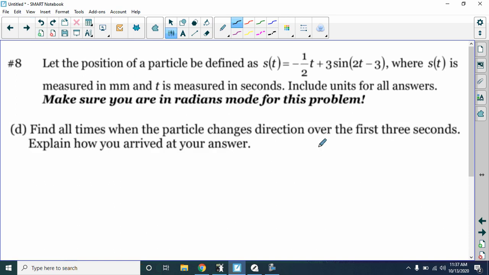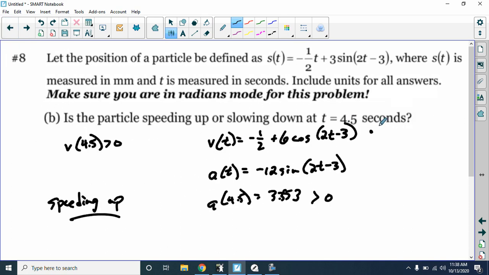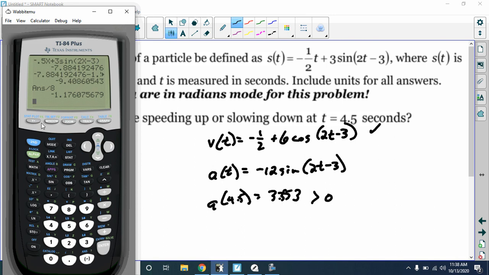And finally, part D. Part D wants us to find all times when the particle changes direction over the first 3 seconds. So if the particle's moving this way, it has a positive velocity. And if it's moving this way, it has a negative velocity. So what we want to do is find when the velocity changes from positive to negative, or when it changes from negative to positive. That is when it would change direction. So we are going to graph the velocity equation, which we found back here. There's our velocity equation.